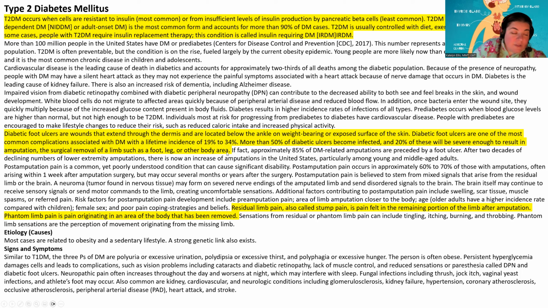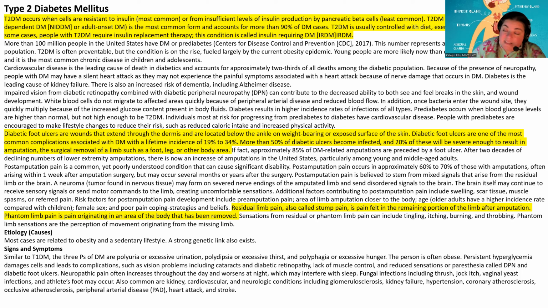All right. Similar to type 1, you will get polyuria. Remember, you're just going to be peeing all the time. You're a sprinkler. That's excessive urination, polydipsia, or excessive thirst all the time. You're going to be thirsty, and excessive hunger as well. People with type 2 diabetes very often are obese. All right. They are constantly craving food.